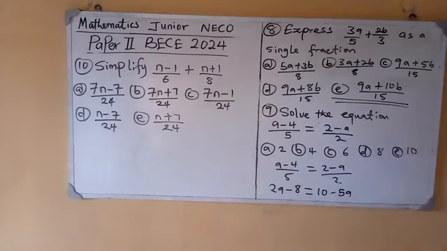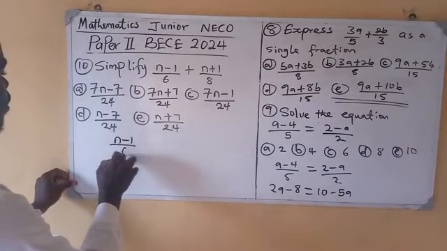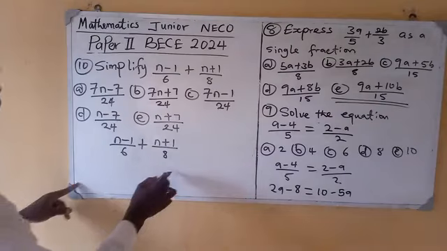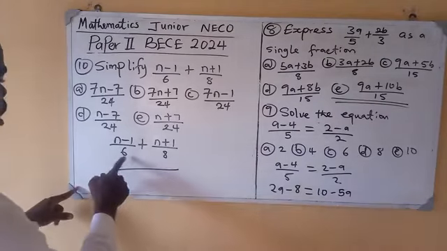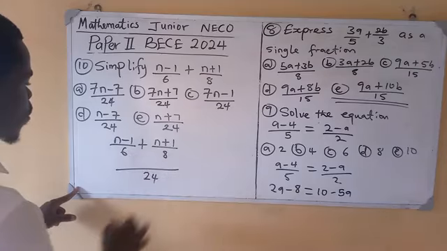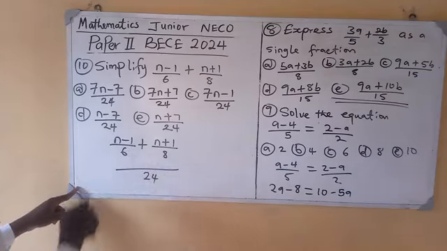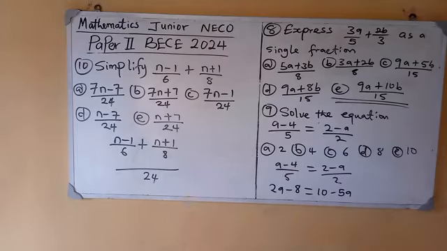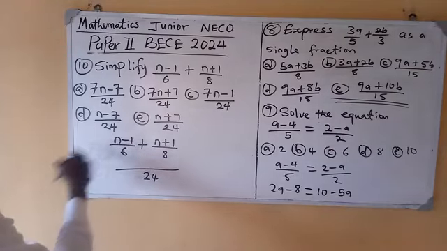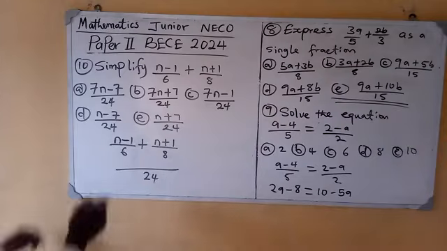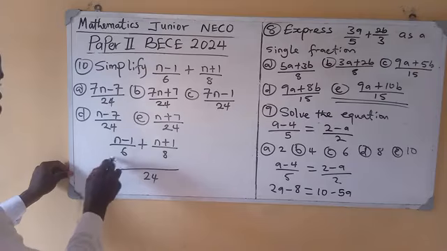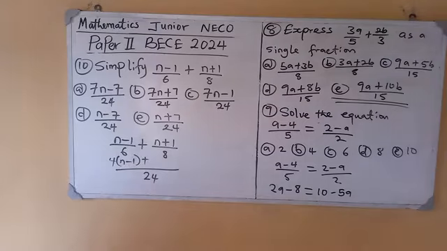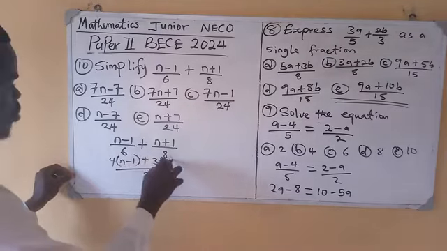Alright, so let's do that. We have n minus 1 over 6 plus n plus 1 over 8. The LCM of 6 and 8 is 24. So 24 divided by 6, we have 4. So 4 is going to multiply everything we have in the brackets. So that will be 4 into n minus 1, plus 24 divided by 8, we have 3, 3 into n plus 1.